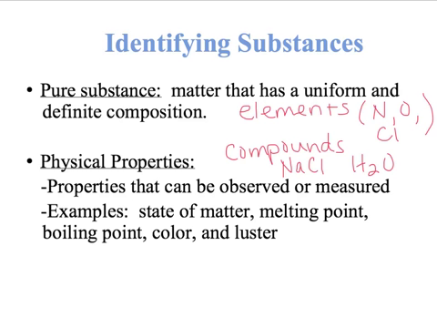Looking at a physical property, and I'm just kind of highlighting the chapter here, a physical property is a property that can be observed or measured. So the examples that I gave you were the state of matter of something, meaning whether it's a solid, a liquid, or a gas. Something's melting point or boiling point, its color, or its luster. And luster, if you don't remember, is if something is shiny. So a physical property of a metal is it has luster, it's shiny.